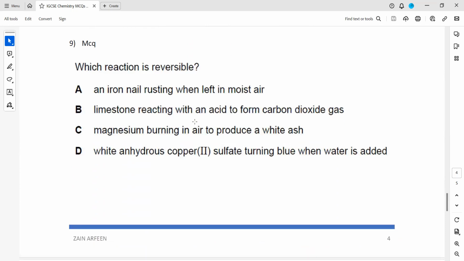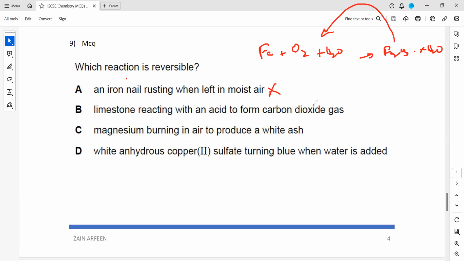Which reaction is reversible? An iron nail rusting when iron is left in moist air. In the rusting of iron, iron, oxygen and water molecules form hydrated iron(III) oxide. But we cannot reverse rust back to the iron, oxygen and water, so it is irreversible.